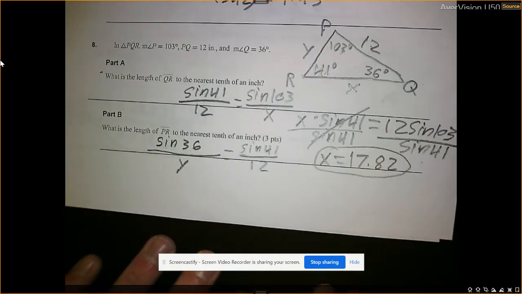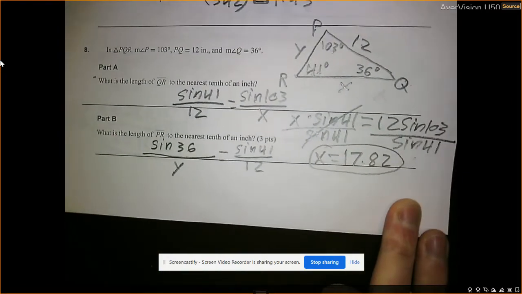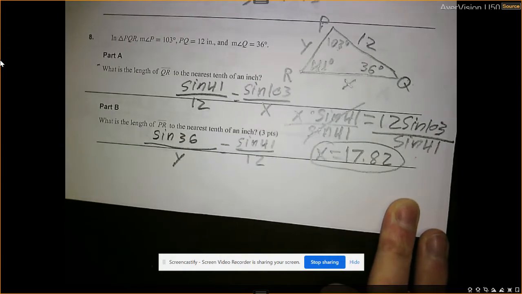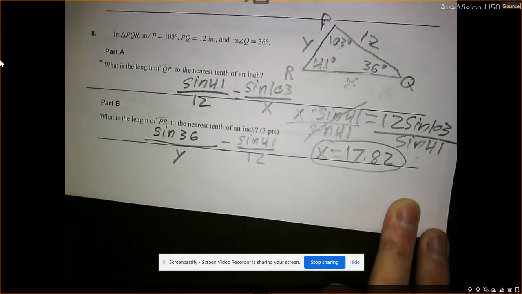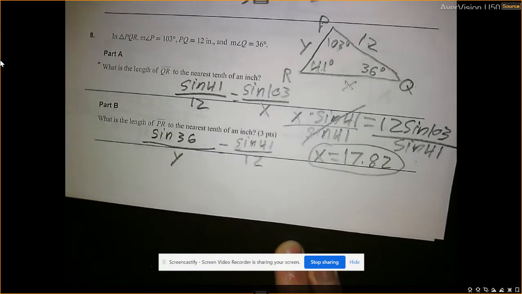I'm not going to work this one out for the sake of time. I don't know if I'm running out of time, and I don't want to get cut off on the last problem because it's a biggie. But it's going to be that exact same process. Let's see if I have it solved out here so I can tell you what you should get.